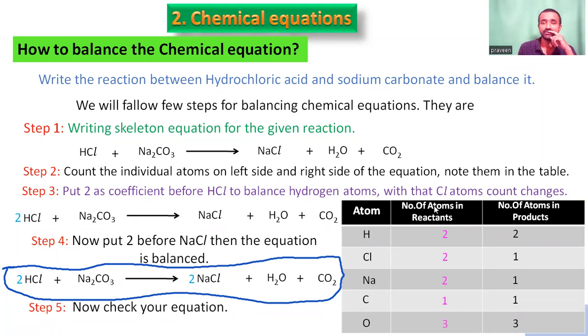Then right side, any change? Yes, changed. So again observe: 2 NaCl, 2 Na, 2 NaCl, 2 Cl, the distributive property individually. H2, 2. Right? Next O. Everything you can follow the same as per your table or in the same equation order. In any way you can check.